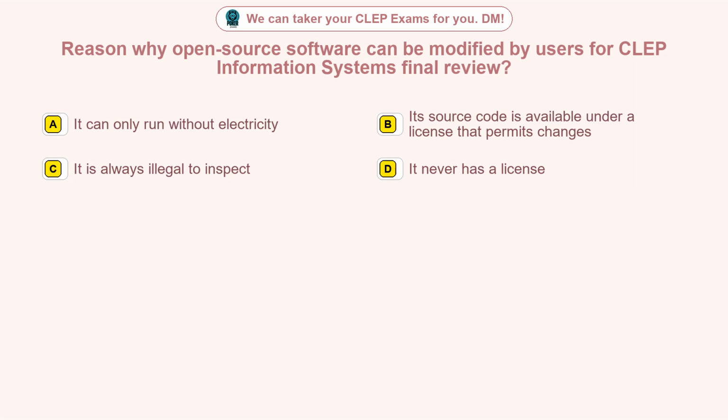Question 93. Reason why open source software can be modified by users for CLEP Information Systems final review. Option A. It can only run without electricity. Option B.